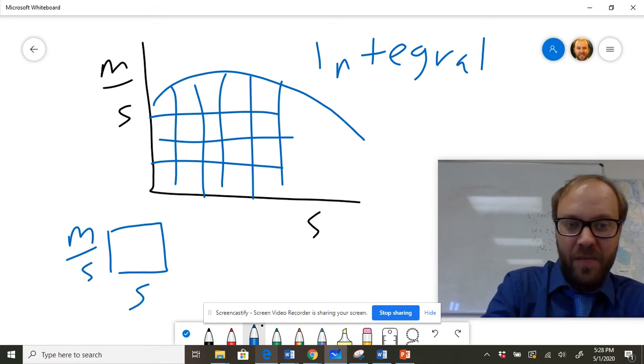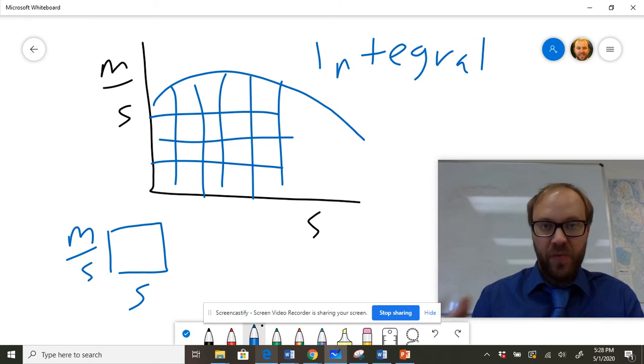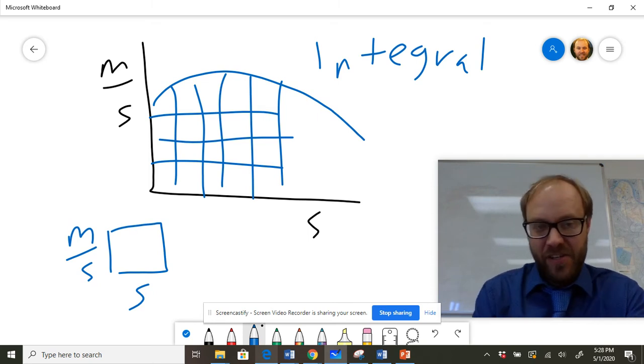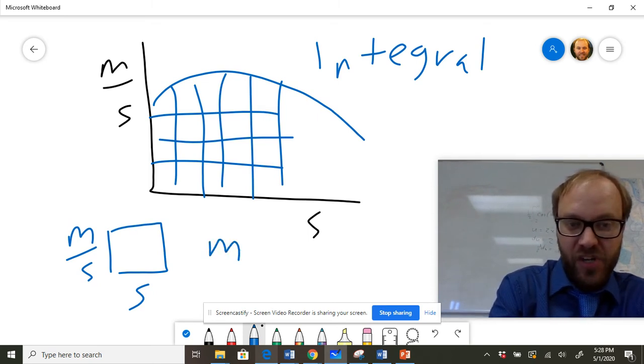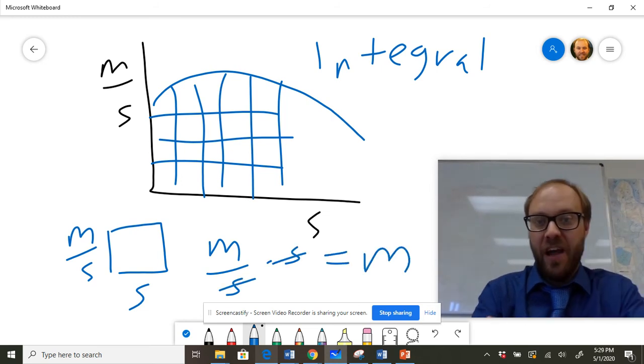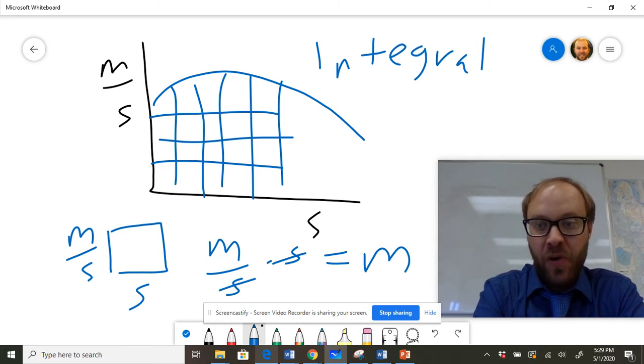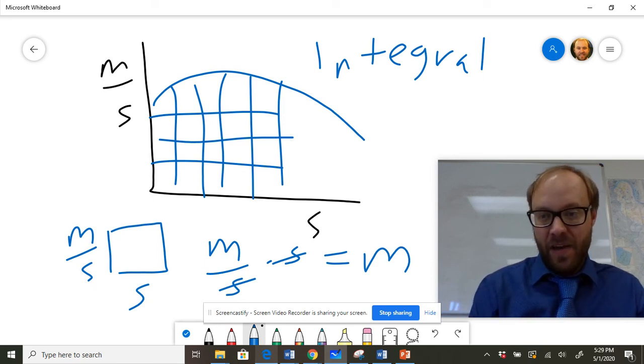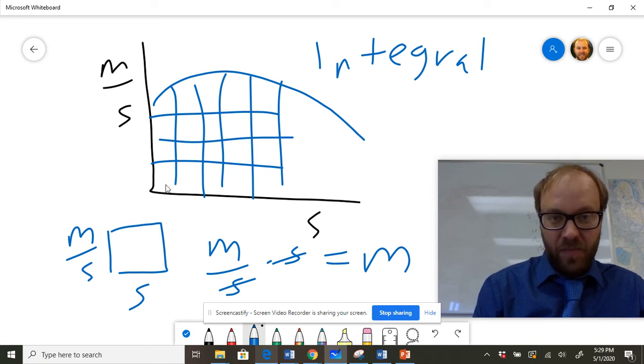Okay, you find an area by multiplying. When you're working with integrals, you're multiplying an x value by a changing y value. Okay, it doesn't have to be a changing y value. But anyway, the point here is you're multiplying meters per second by seconds. And you can see when you multiply those together, you get a unit of meters. So when I have a velocity graph and I find the area under it, it's going to give me the distance traveled over that time interval. All right, which is maybe a little bit different than what you might have expected.